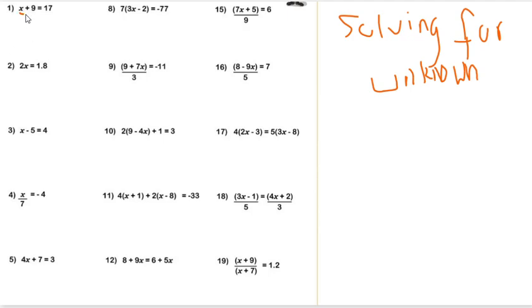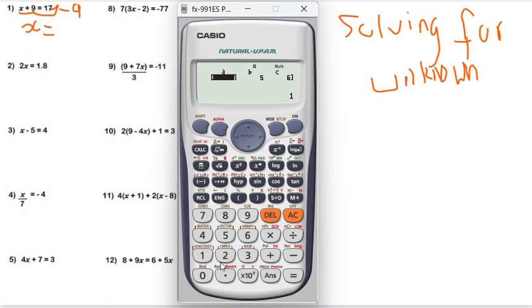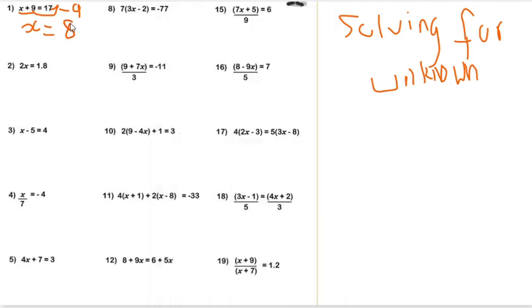In order for us to find the answer for this, we have to transpose this 9 to the other side. When we transpose it to the other side, it becomes minus. So the value of x equals 17 minus 9. Let's take out our calculator. 17 minus 9 gives us an answer of 8. So the value of x equals 8.